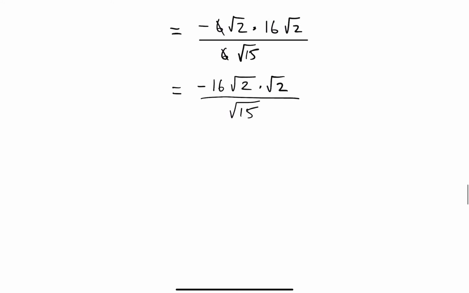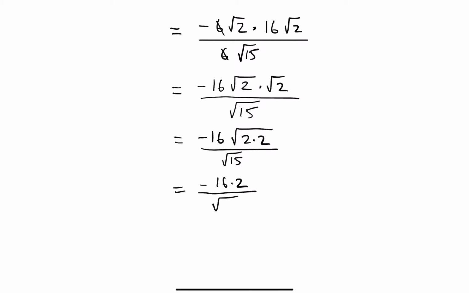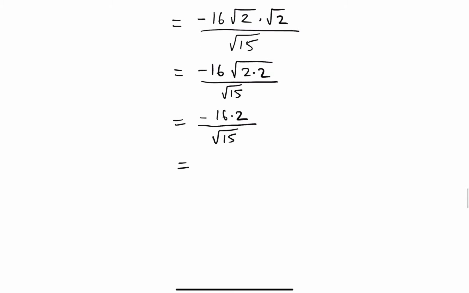This also works out to negative 16 square root of 2 times 2. We combine these together under one radical umbrella, and since there are 2 of these underneath the umbrella, both of those can come out, represented by 1. So let's go ahead and finish writing the denominator first. That's square root of 15. And so this works out to negative 16 times 2 over the square root of 15, which works out to negative 32 over the square root of 15.